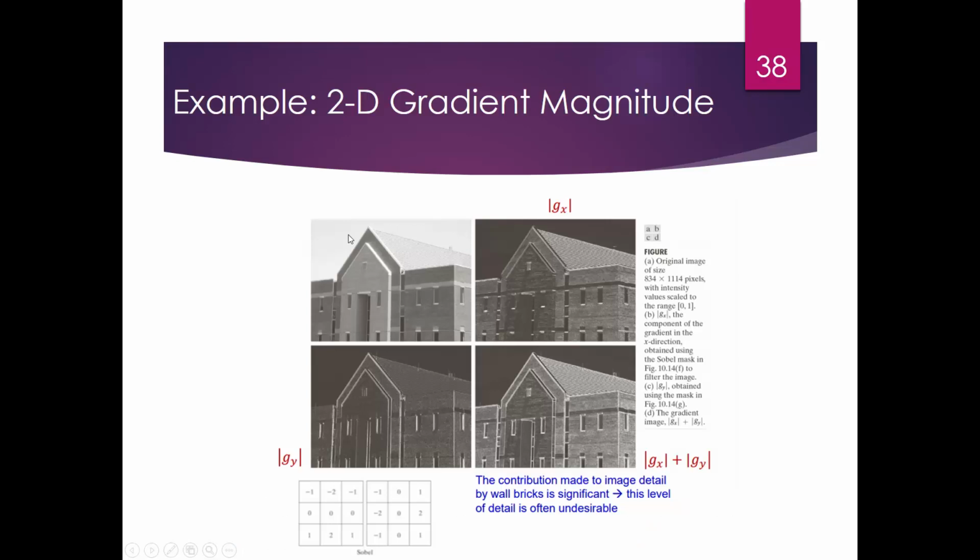Now for example, this is an input image. If we convolve this image with a Sobel operator in the x direction, we get gx. If we convolve it with a Sobel mask in the y direction, we get gy. Finally the magnitude is equivalent to mod of gx plus mod of gy. But you can see here the contribution made to the image detail by the wall bricks is significant. So this level of information is often not needed.